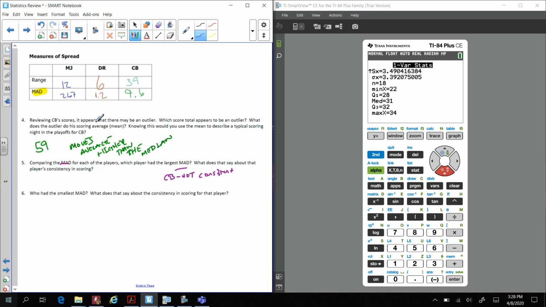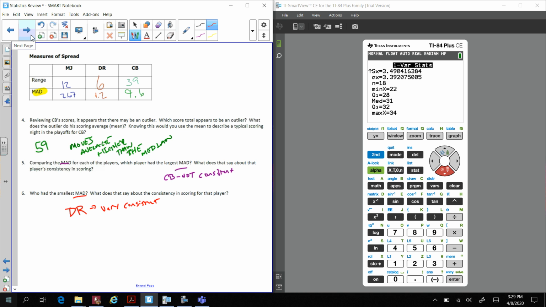We don't know. When we look down here at question number 6, who had the smallest mean absolute deviation? Well, that was David Robinson. And so what that tells us is that mean absolute deviation 1.2 is he is very consistent. No matter what happens, we know that he's going to be around 24 points. On average, each game, he was within 1.2 points of scoring 24 points. All right, so those are the determinations you guys will have to make.